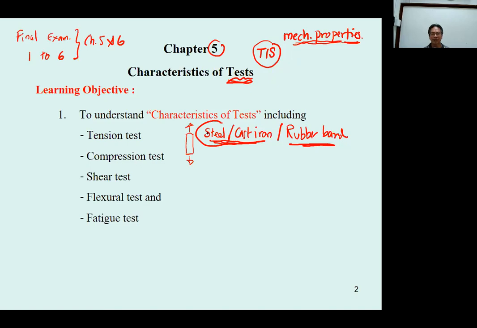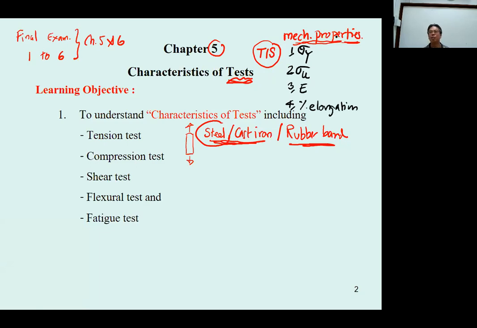And then when you test the steel, the first one, you check for yielding stress. The second, you check for the ultimate stress. The third, you check for the modulus of elasticity. And the fourth, you check for the percent elongation.